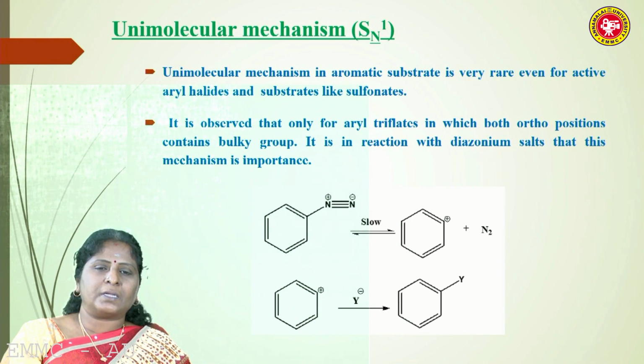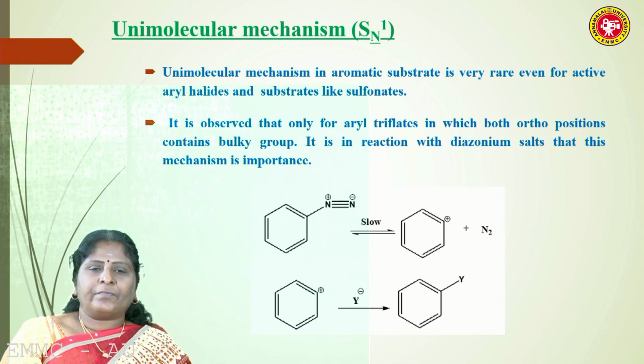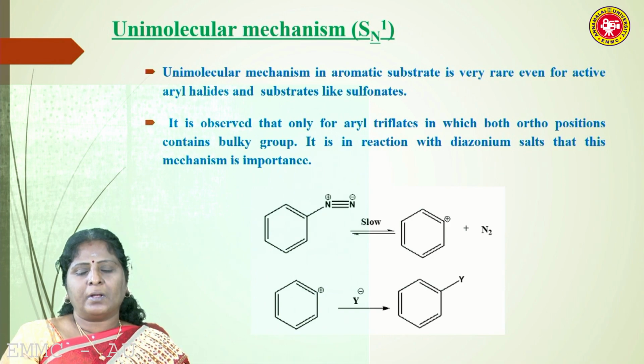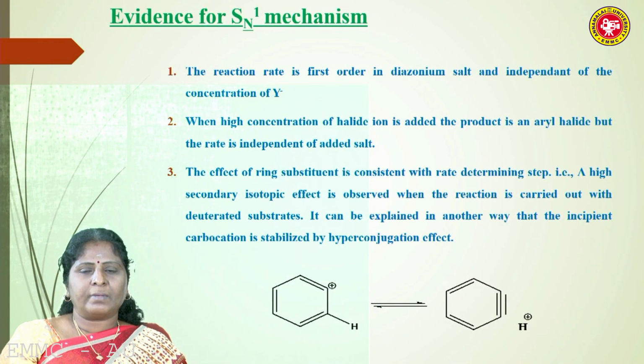That means the departure of that diazonium salt, the decomposition of the diazonium salt, occurs and produces the cation, that carbocation, which is attacked by the nucleophile in the second step. Since in the first step only one species, that means only one of the reacting species, is involved, and that is found to be the rate-determining step, the molecularity as well as the order of the reaction is found to be unity. Evidences for SN1 mechanism.